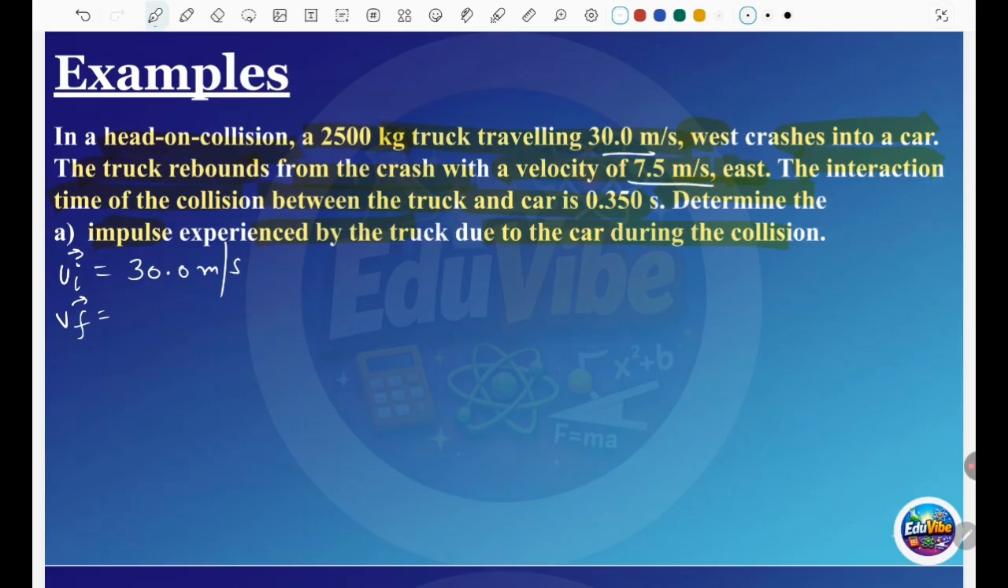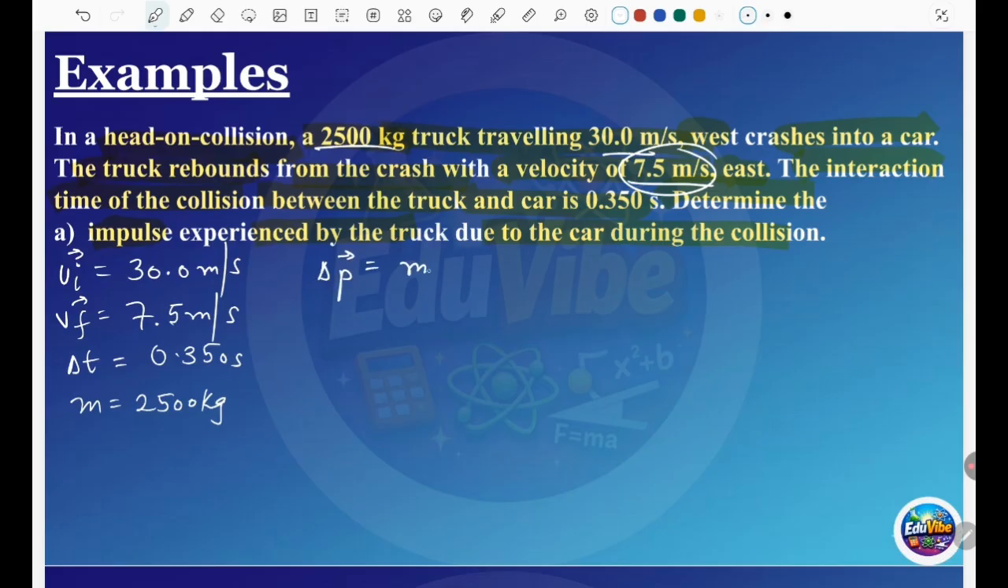Our final velocity is this, because after the rebound they go from this, so this is the final. So we put 7.5 meters per second. Now we also have a contact time, which is delta t, 0.350 seconds. We have the mass of 2500 kg. We have these values, but we want to find delta p, and we have delta v, the final and initial, so we can find it from here.